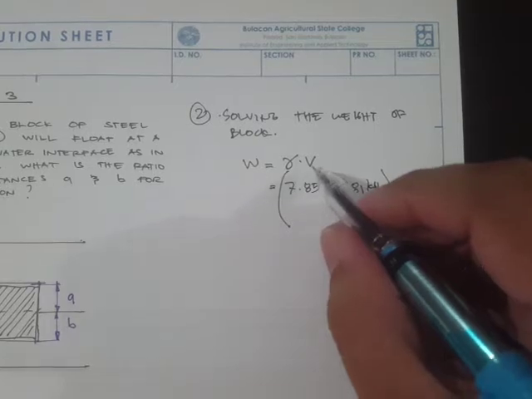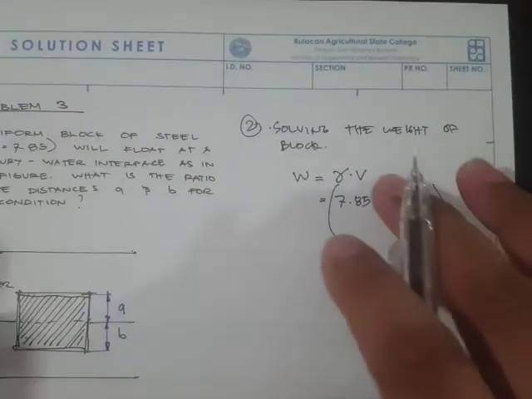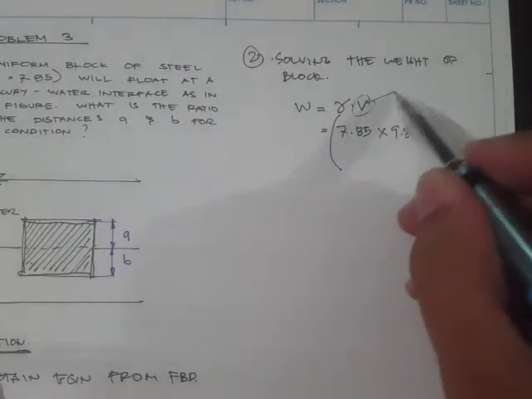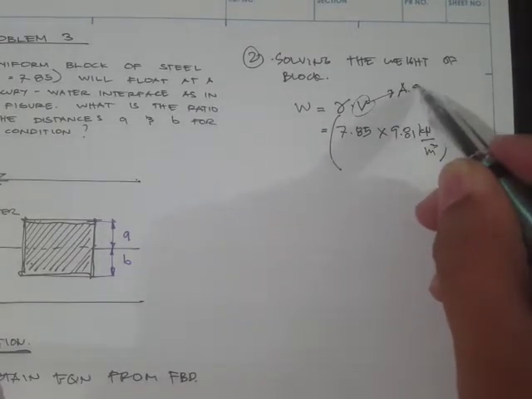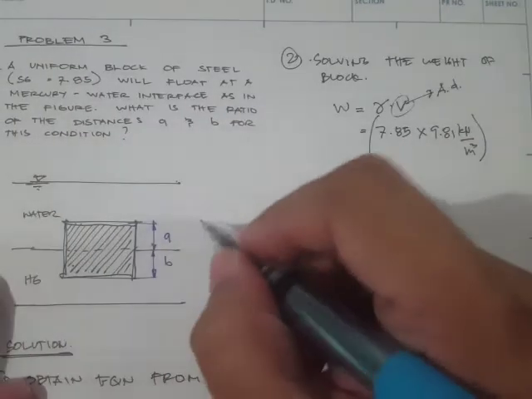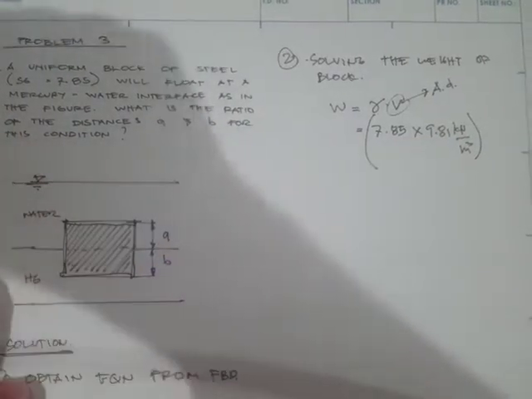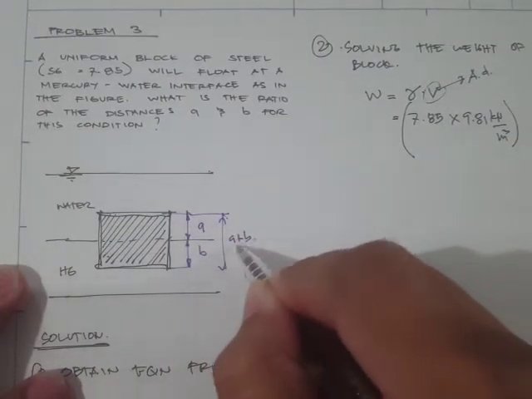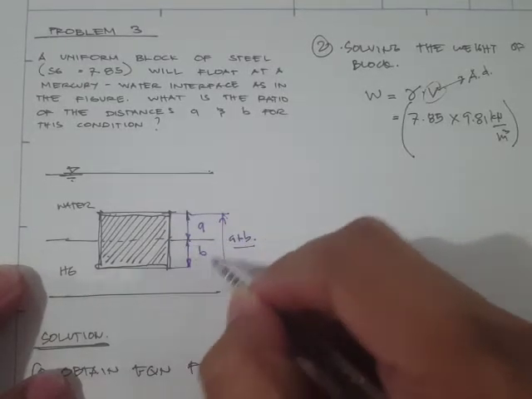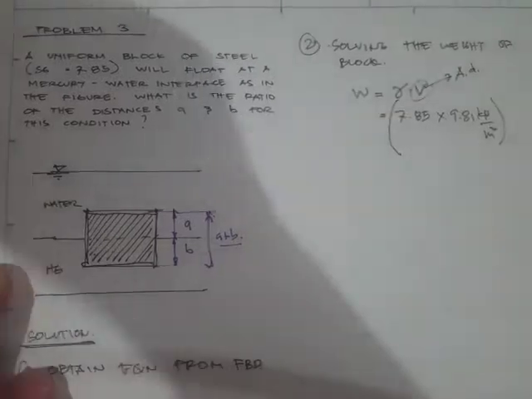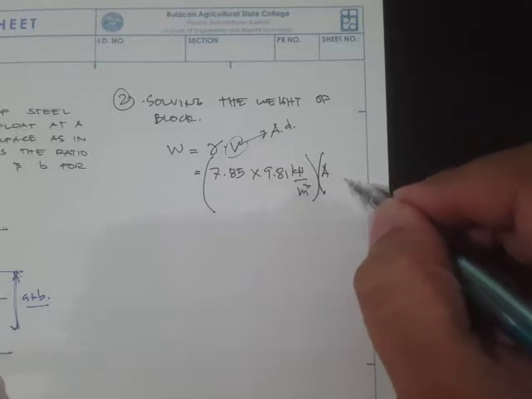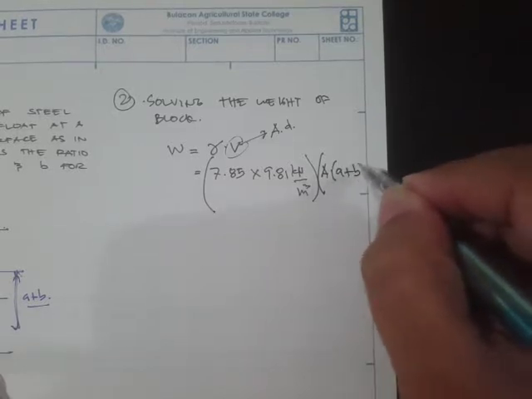Now the volume: we're not actually given the dimensions of this block, but we can write the volume as area times the depth, right? And that depth is basically this depth. So this is A, this is B, and therefore the total length would just be A plus B. Therefore, the volume is area times A plus B.